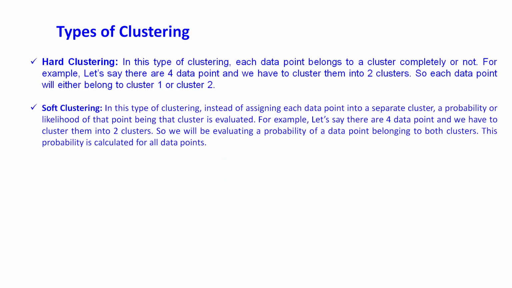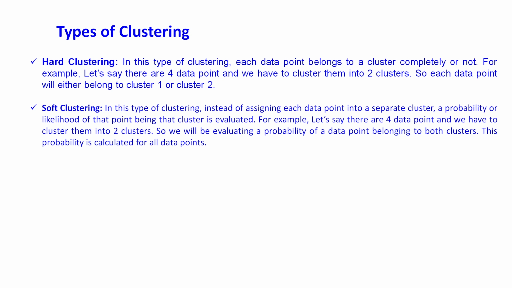But let us also talk about what different kinds of clustering are possible. Remember, there are 2 types of clustering we generally do. One is known as hard clustering. What is that? In this case, each data point belongs to a cluster completely or not. Each data point is supposed to belong to a particular cluster. For example, let us say there are 4 data points and you have to cluster them into 2 clusters. Each data point will belong to either cluster 1 or cluster 2. There is no data point which can belong to both. That is what is called hard clustering.